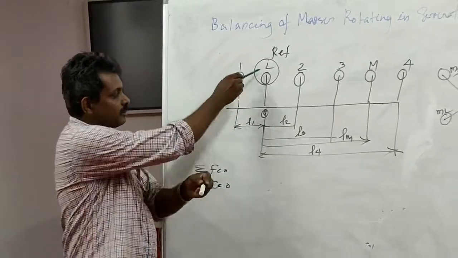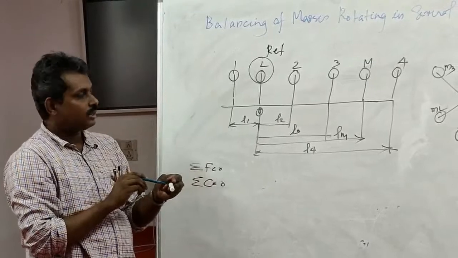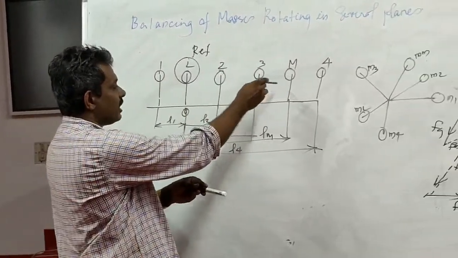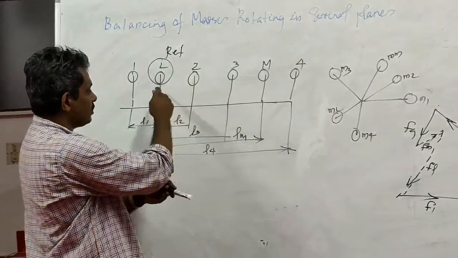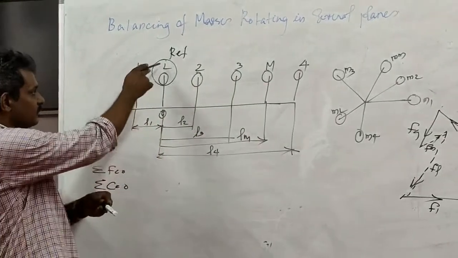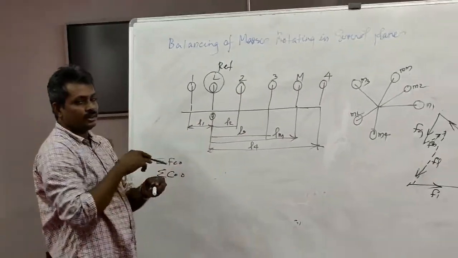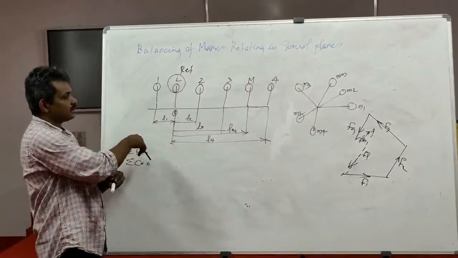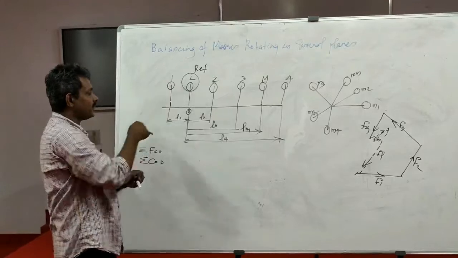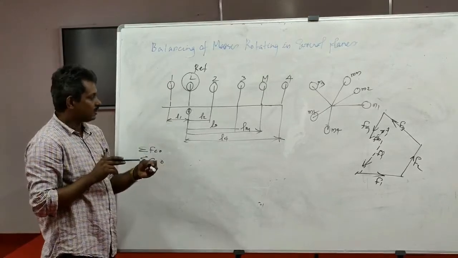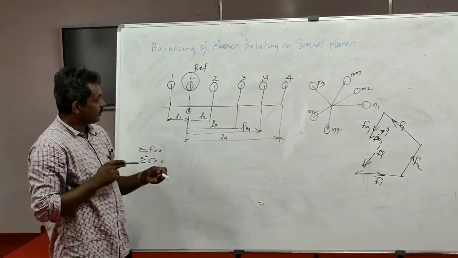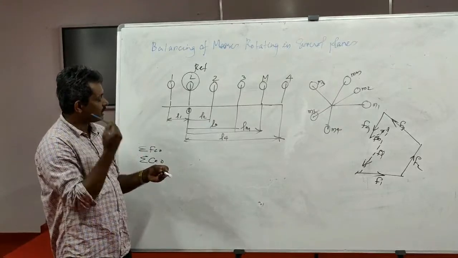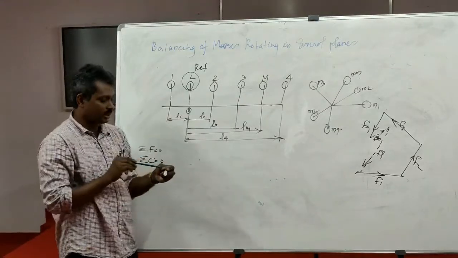And we are taking moment about L because L and M are the balancing masses, so their values should be found out. So by suitably taking the reference plane as L, we can avoid one unknown. So it would be better to take the reference plane at a balancing mass. Otherwise, you may not be able to complete the polygon. But strictly speaking, when you take moment about any plane, it should be balanced.